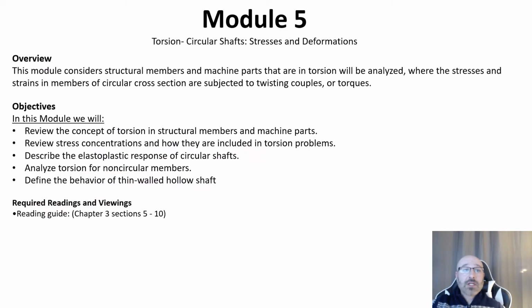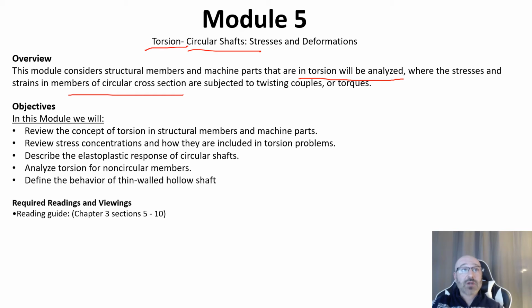As we continue on from chapter 3 within module 5, looking at torsion for circular shafts, we will get into a little bit for non-circular members as well, taking a look at their stresses and their deformations. So this module is going to consider structural members and machine parts that are in torsion. We're going to analyze those, figure out where the stresses and strains in the members are for circular cross-sectional areas and some non-circular members as well. And we're going to continue on to even look at some thin-walled hollow shafts within this module.